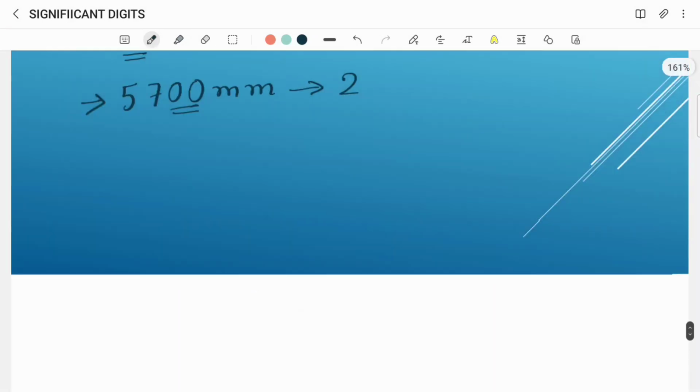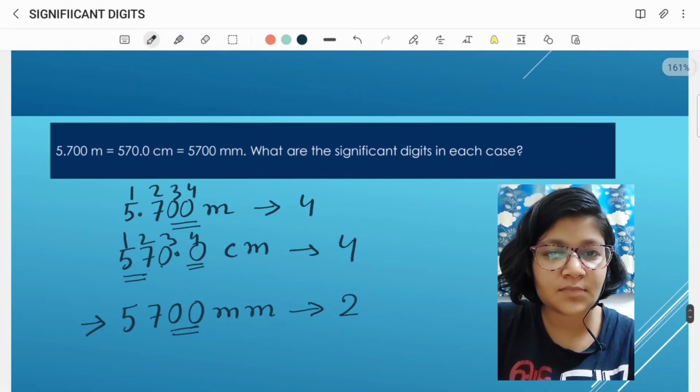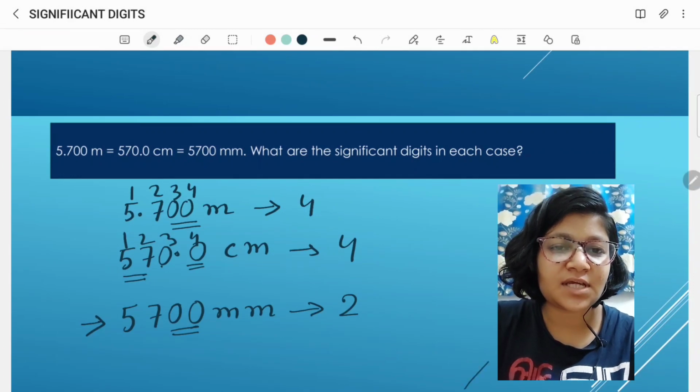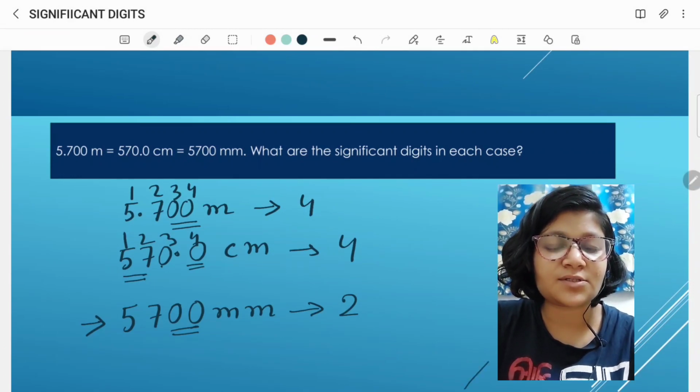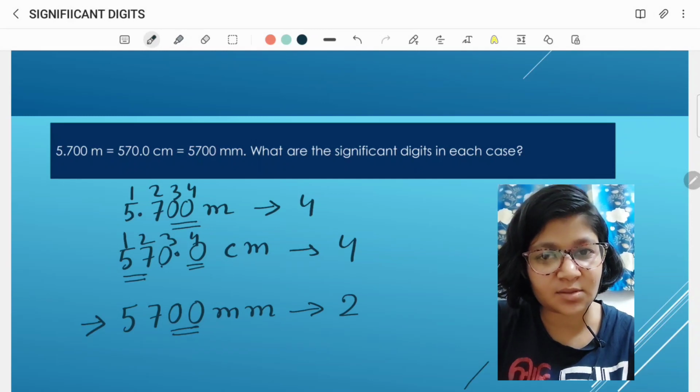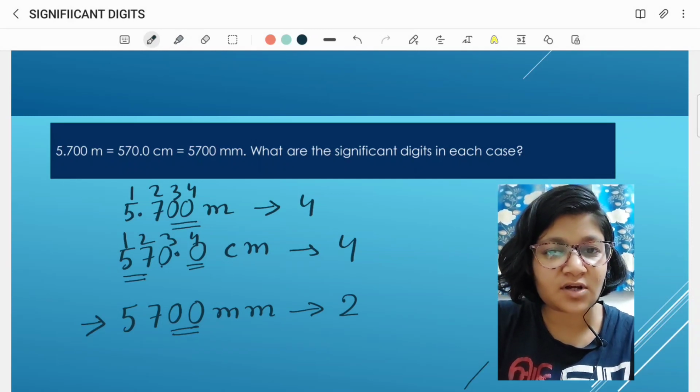And that concludes our class for significant digits. This is session 3 for today. In our next session, we are going to learn about errors, the different types of errors, and we will solve a lot of problems involving error calculation.